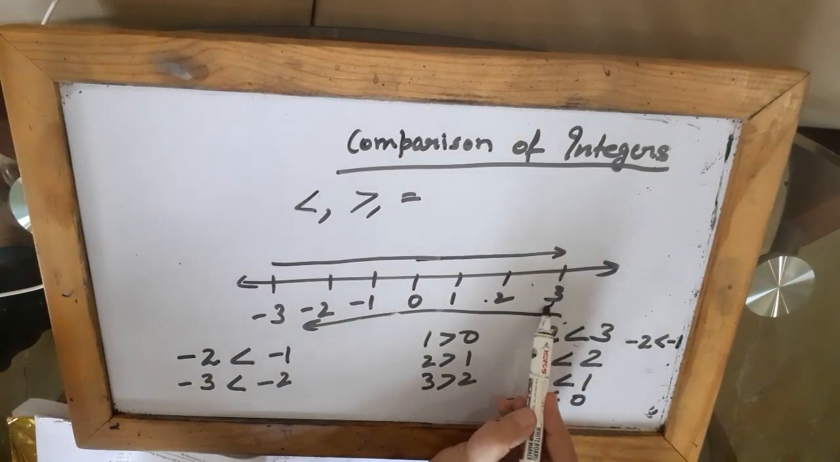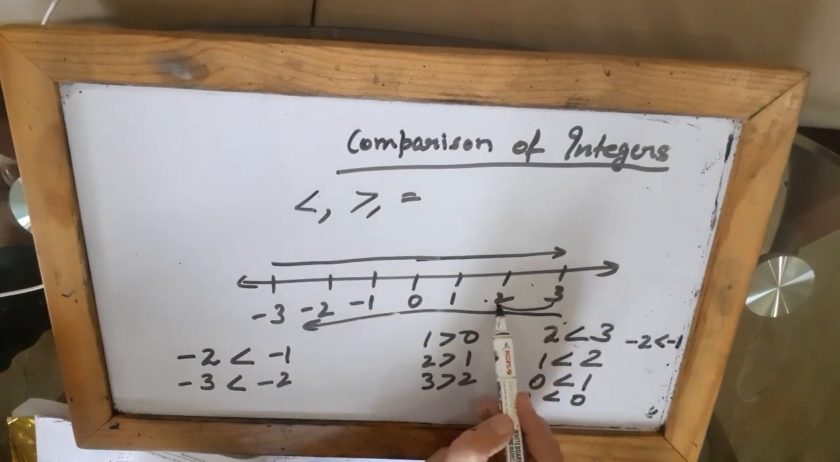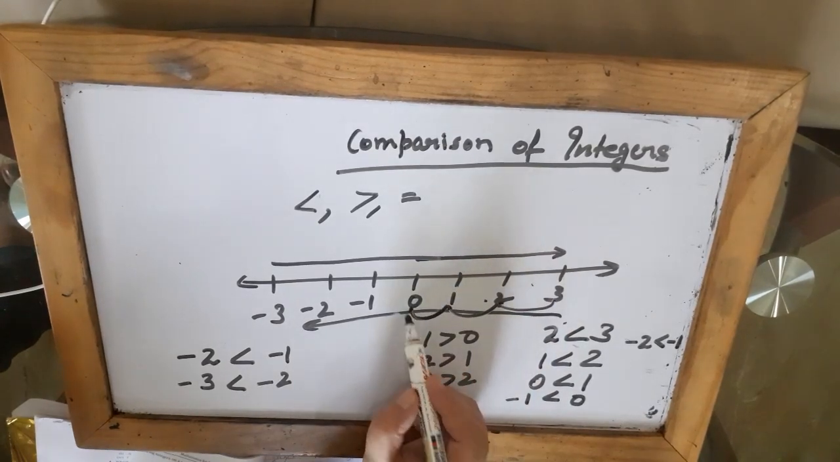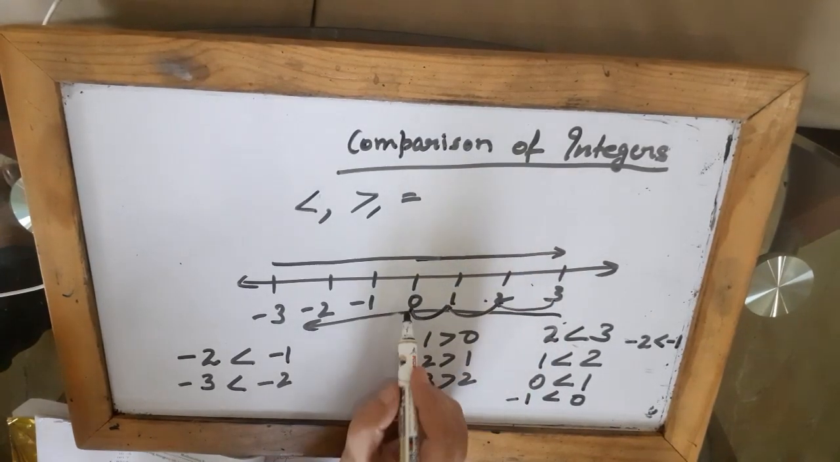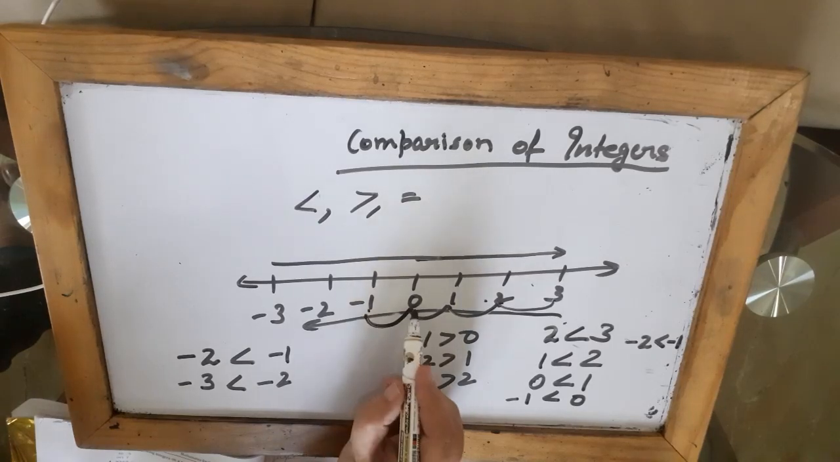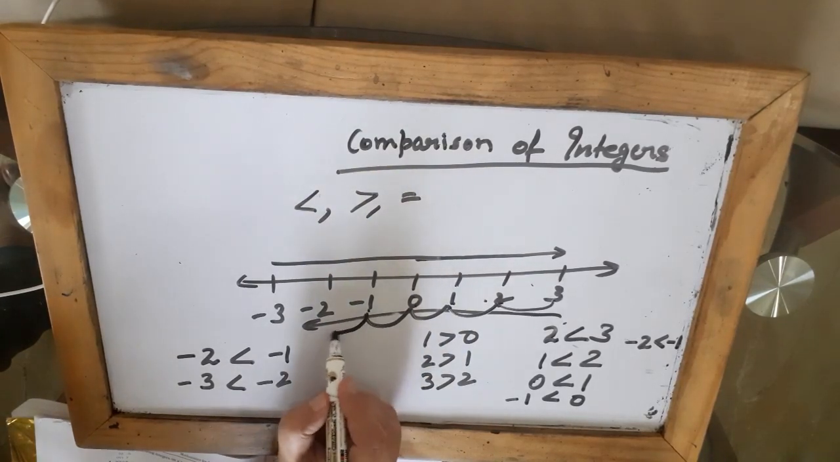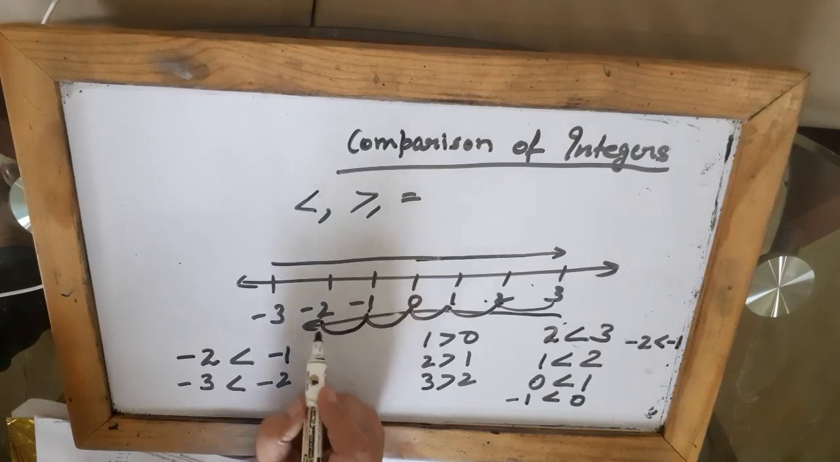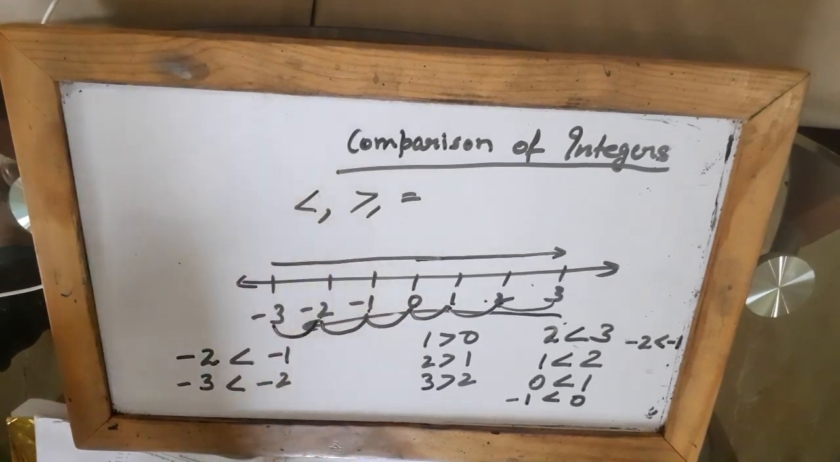When you move to the left side, 2 is smaller than 3. When you move to the left side, 1 is smaller than 2. When you move to the left side, 0 is smaller than 1. When you move to the left side, minus 1 is smaller than 0. So minus 2 is smaller than minus 1. Minus 3 is smaller than minus 2.